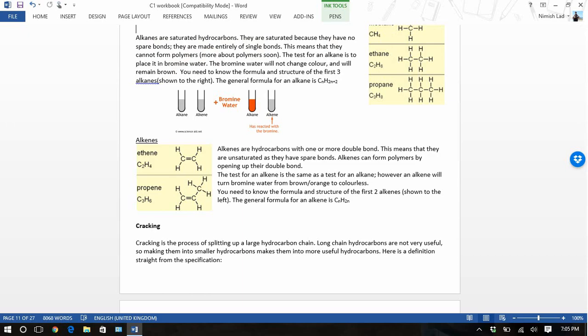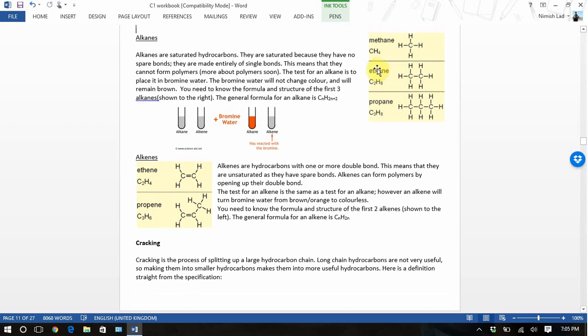You need to know the formula and structure of the first three alkanes. So that's shown over here. Scroll back up slightly so you can see them clearly. The general formula for an alkane is CnH2n+2. So what that means is for however many carbons there are, you times it by 2 and add 2 to figure out how many hydrogens.